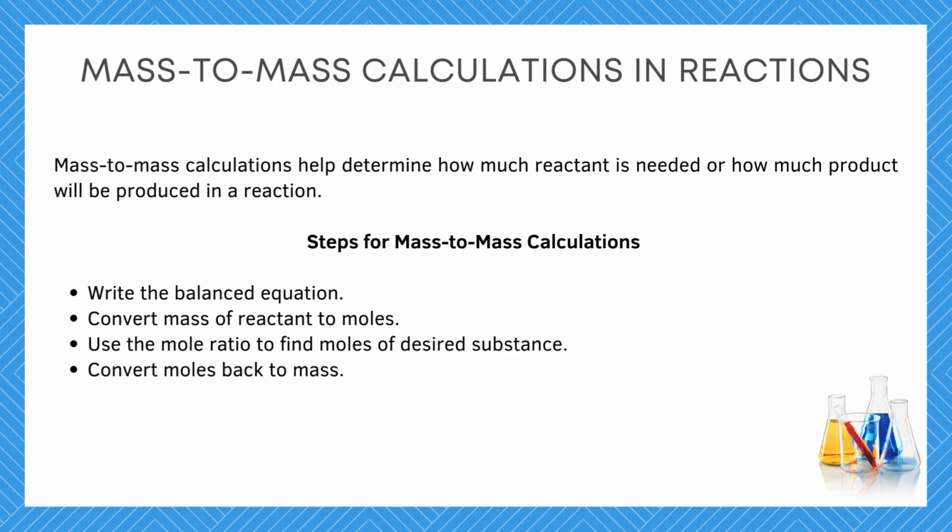Step one, write the balanced equation. Step two, convert the mass of reactant to moles. Step three, use the mole ratio to find moles of desired substances. And then step four, convert moles back to mass. All these steps, we're going to be looking at them in depth, one after the other.